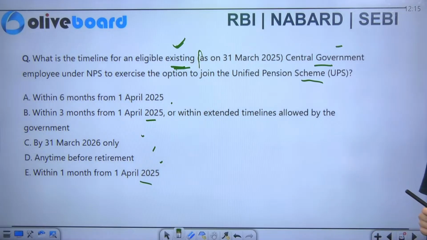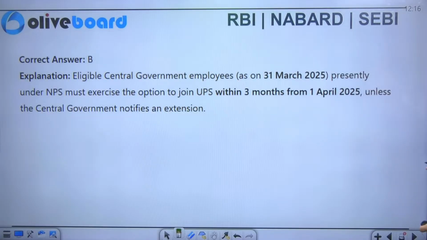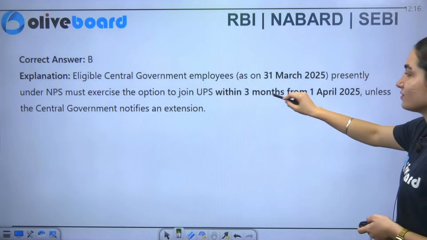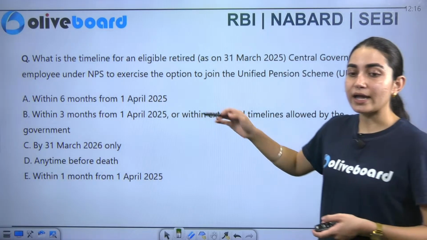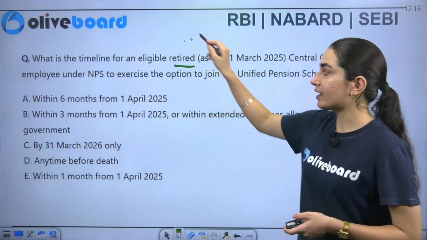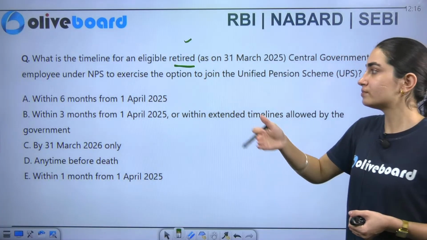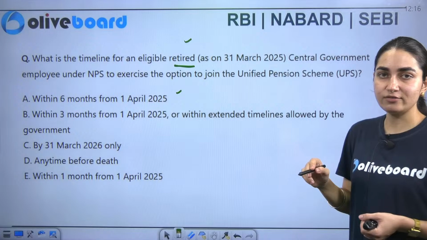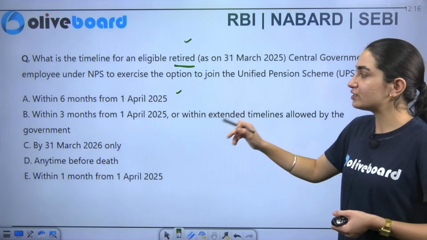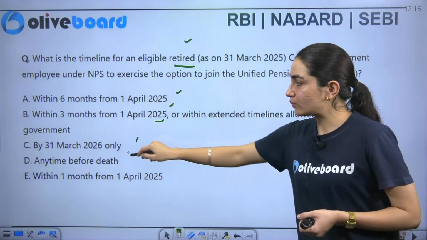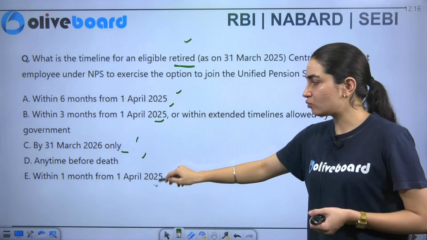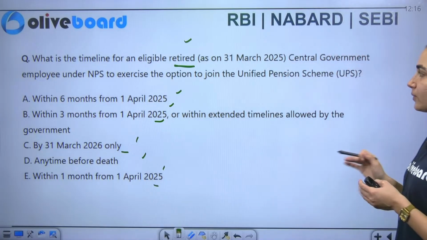What about other individuals? Alright, so the correct answer is B only, where they have to join within 3 months from April 1, 2025. Now next is about retired ones. Is it within 6 months from 1st April 2025? Within 3 months from 1st April 2025? By 31st March 2026 only, any time before death, or within 1 month from 1st April 2025?